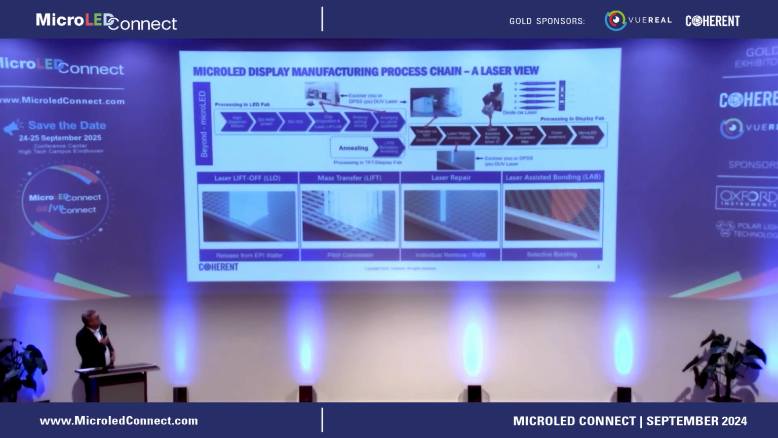Going along the process chain, and this is also what we see today, different from OLED, we have the epi fabs making epi wafers. We have the display fab making the displays. And it could be that there's a third player making backplanes. So all has to come together. It's not like one fab, like for the OLED.